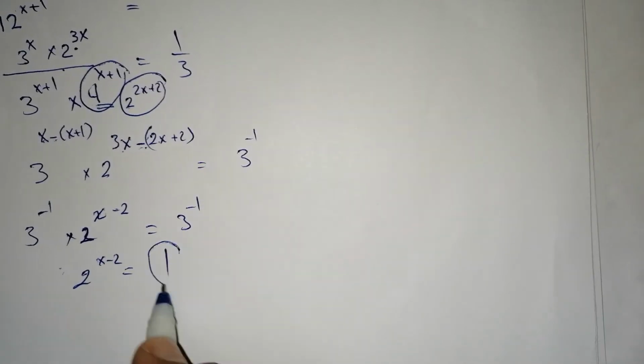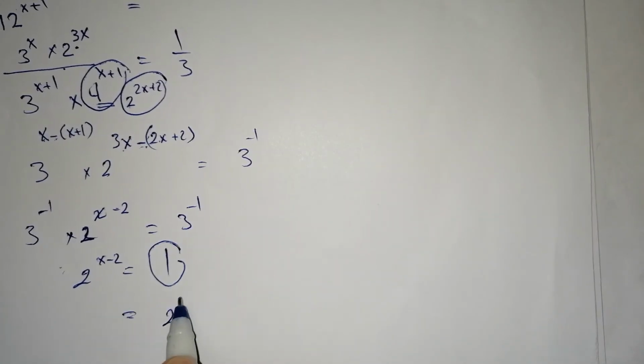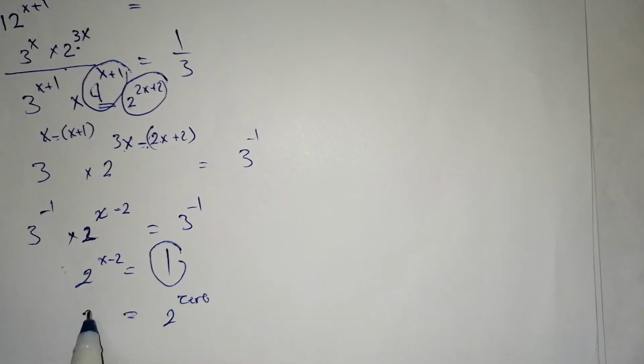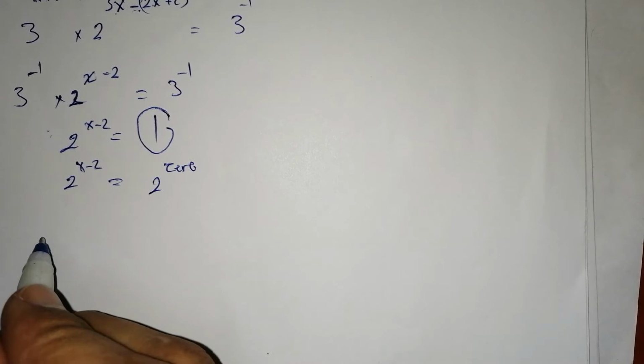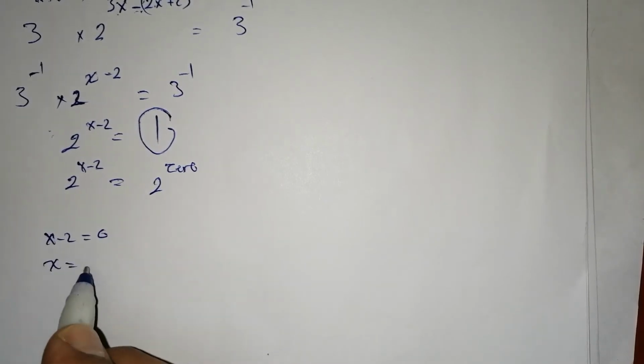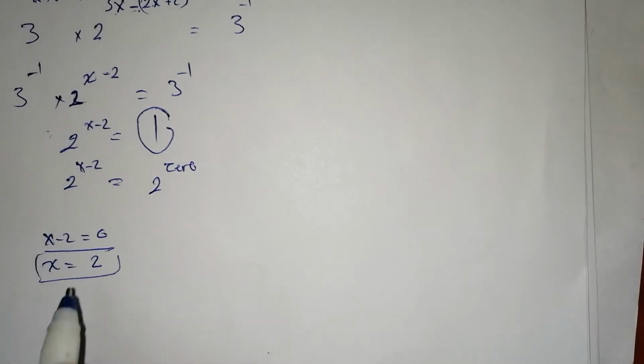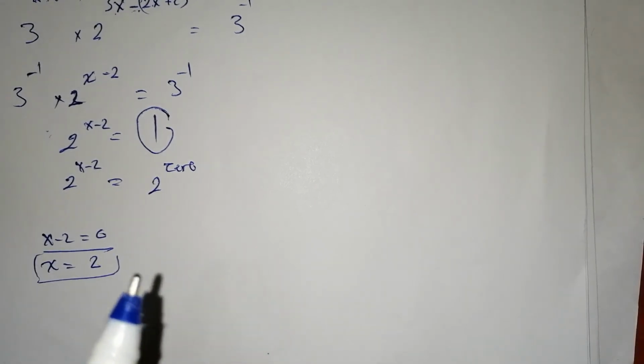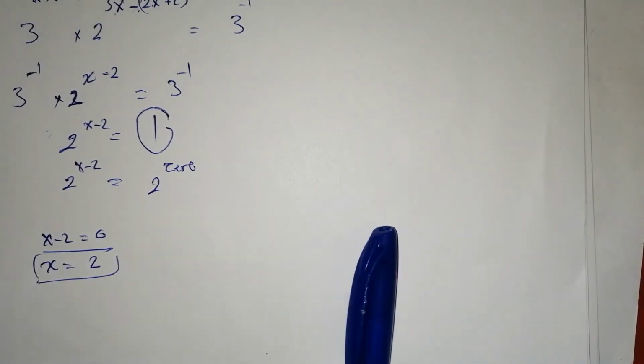So 1 can be written as 2 power 0, and we have 2 power x minus 2. So the power x minus 2 equals 0, and then x equals, yes, that's very good, you are excellent students, x equals positive 2, and this is the value of x in our question.